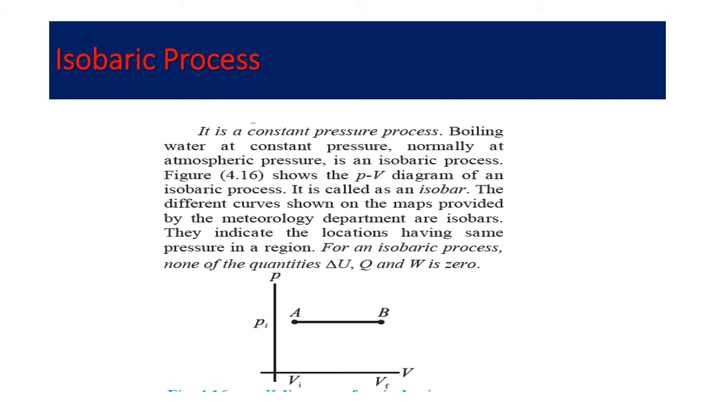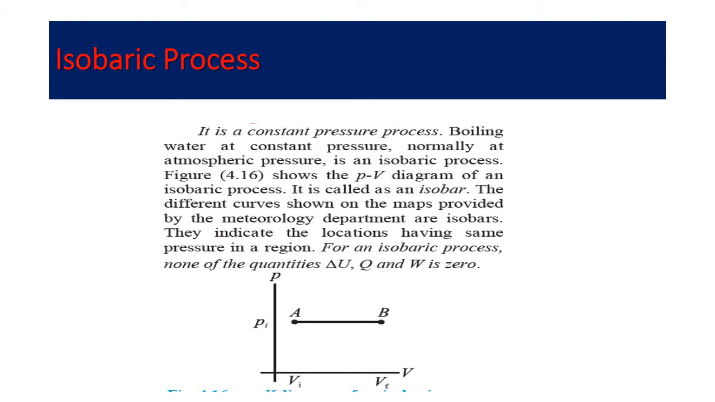The next concept is the thermodynamics of isobaric process. The isobaric process is that process at which the pressure remains constant. The best example can be quoted as boiling water or making of a soup at constant pressure, normally atmospheric pressure, which is almost constant. If you observe the graphs which are provided by the Department of Meteorology, you will find there are certain curves shown. They indicate the locations having the same pressure in a region.